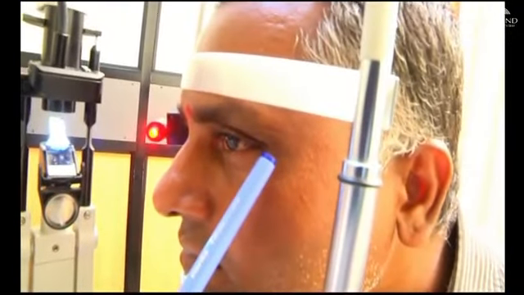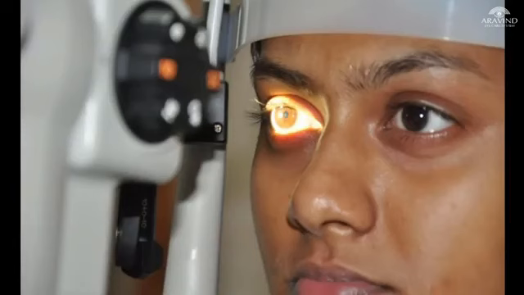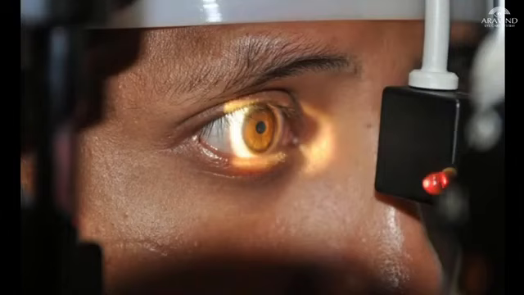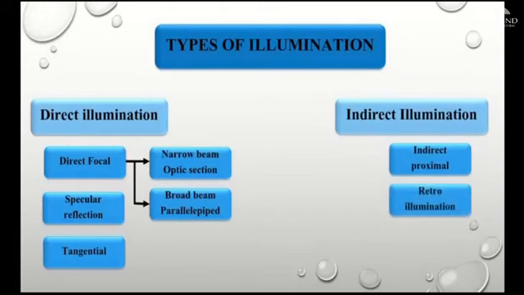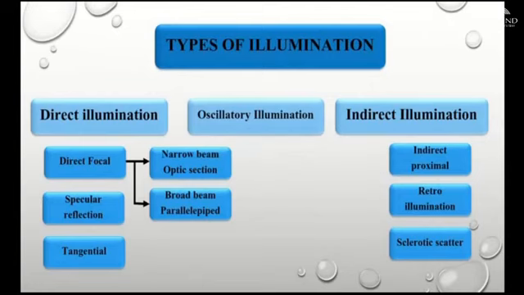alignment marker on headrest. Before proceeding to the slit lamp examination, it is best to be aware of the different illumination techniques. The types of illumination are direct and indirect illumination. Direct illumination is further divided into direct focal, specular reflection, and tangential illumination. Direct focal can be either a broad beam or parallel pipe, and narrow beam or optical section. Indirect illumination consists of indirect proximal, retroillumination, and sclerotic scatter oscillatory illumination.